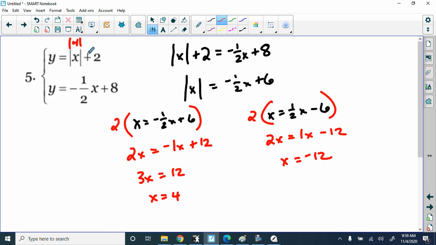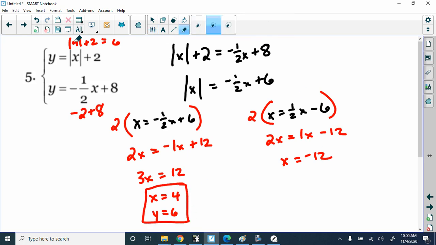So the absolute value of 4 is 4 plus 2 gives me 6. And if I plug in 4 here, I get 1/2 of 4 is 2. So I have -2 plus 8. That is also 6. I got 6 both times. Y equals 6 is a solution.